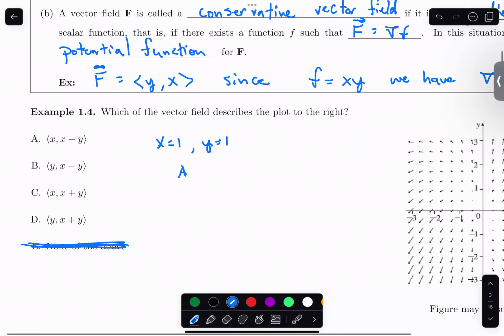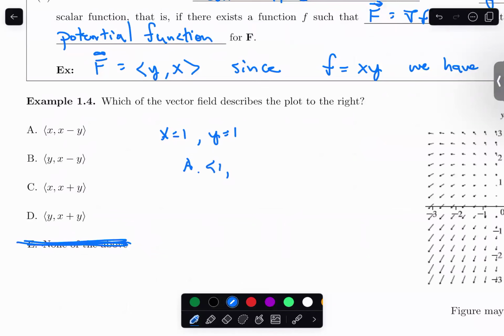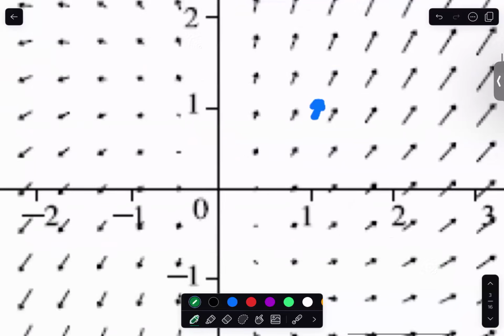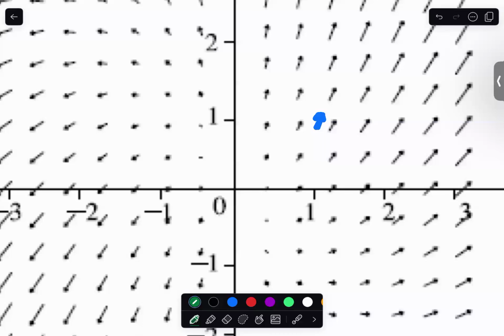So for instance, at vector field A, I have the vectors given by x, comma, x minus y. So that's going to be 1, comma, 1 minus 1. So this is the vector 1, 0. And if I was to sketch that vector, it is pointing to the right, but it's not pointing up at all, right? The x coordinate is 1, so it's positive. It's pointing in the positive x direction. But again, the y coordinate is 0, so it's not pointing up at all. So therefore, I know that A can't be it, and I can eliminate choice A, because again, all of the vectors around 1, 1 are pointing not only to the right, but they're also pointing up.